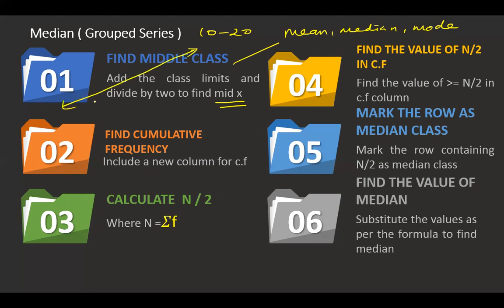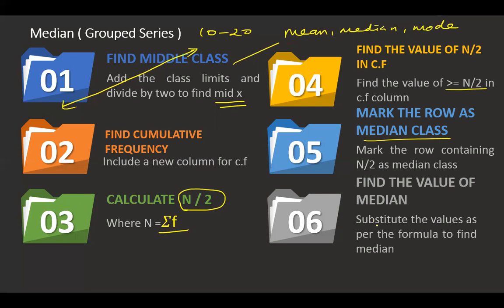Now find the cumulative frequency. Then calculate n by 2. Here we calculate n by 2, it is not n plus 1. Then find the value in the cumulative frequency which is greater than or equal to n by 2. Then mark that row as the median class.